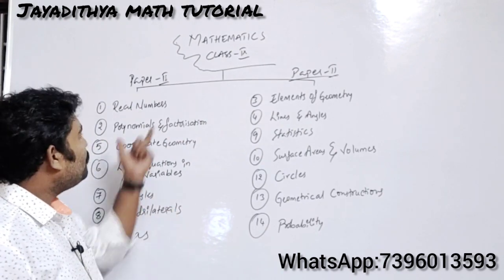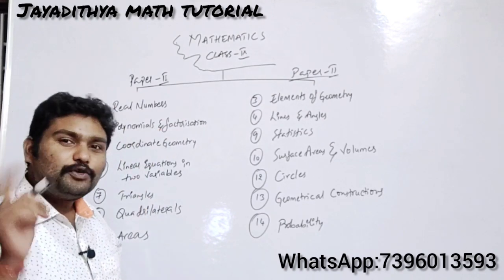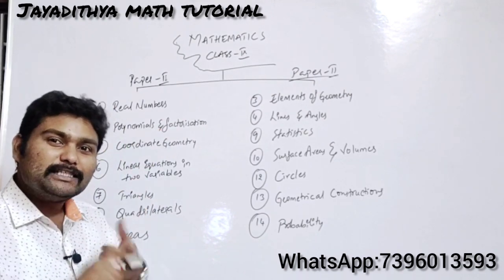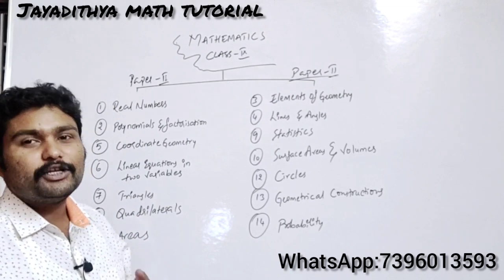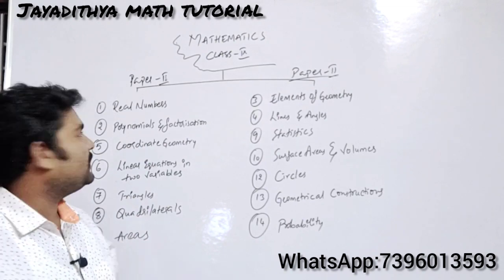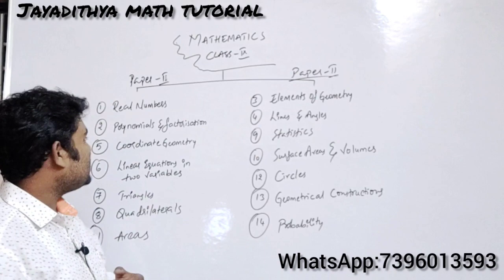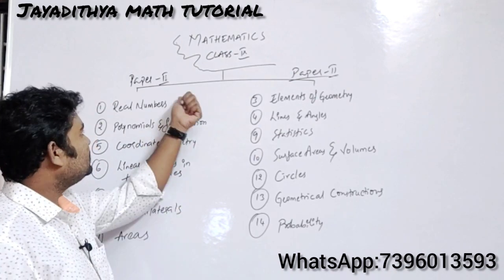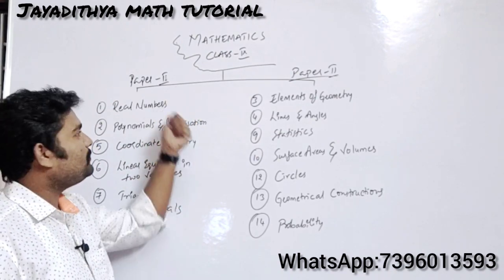And you have polynomials and factorization. In your 8th standard you have the algebraic expressions and factorization chapter. So if you prepare those 2 chapters perfectly, this chapter is nothing for you. Polynomials and factorization will be very simple. So this is the first chapter and this is the second chapter, which come under paper 1 here.